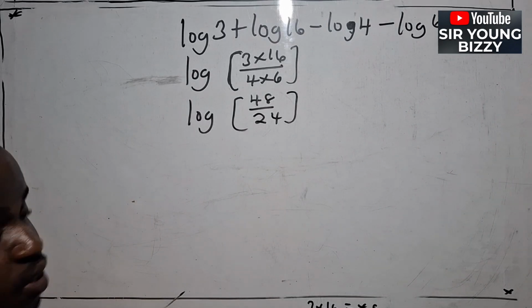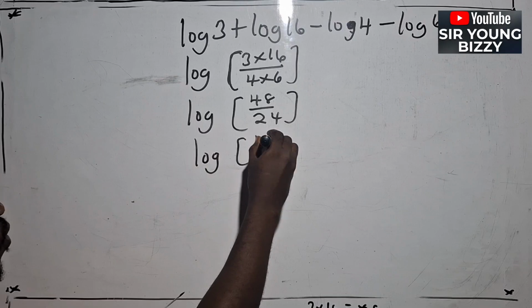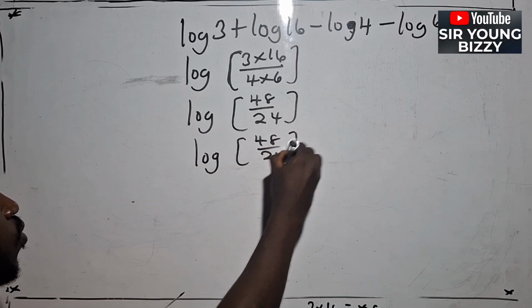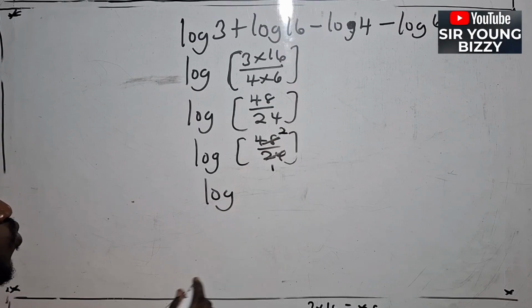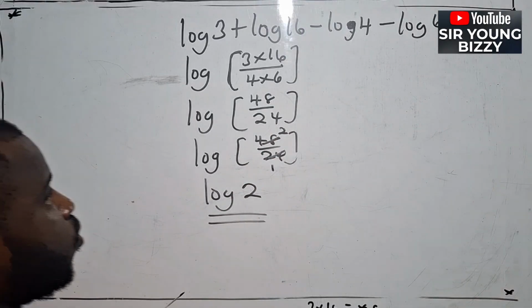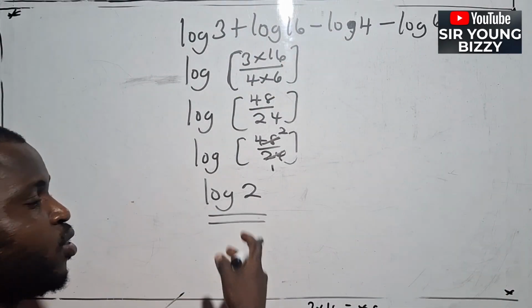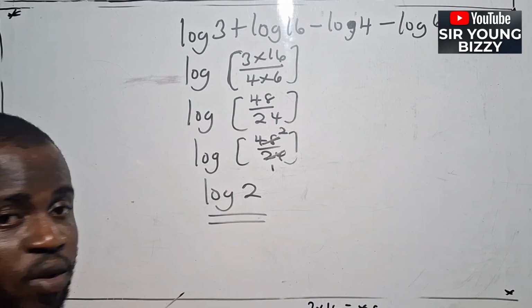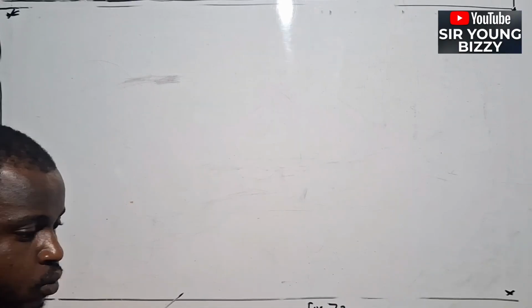We are expressing it as a single log. So log 48 over 24. This can divide itself: 24 divides 48 two times. So this simply gives us log 2. So when you punch this on the calculator, you get log 2, and this is the reason why you get this. So we are taking another question.